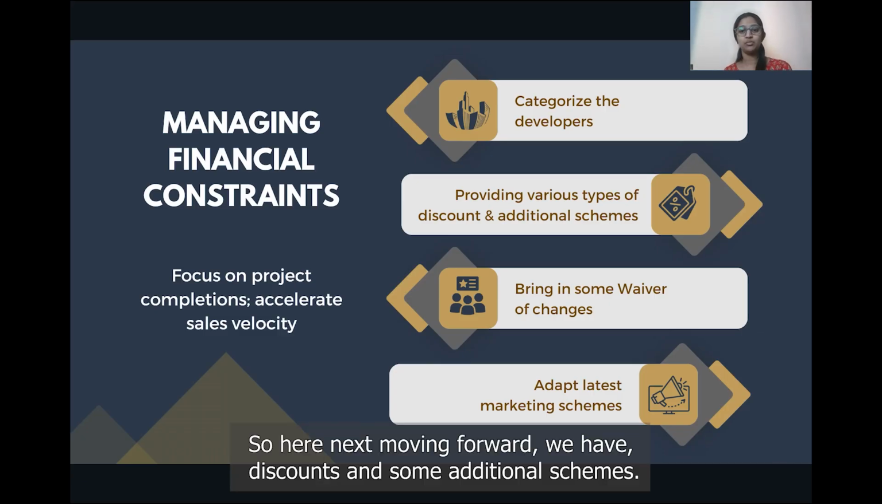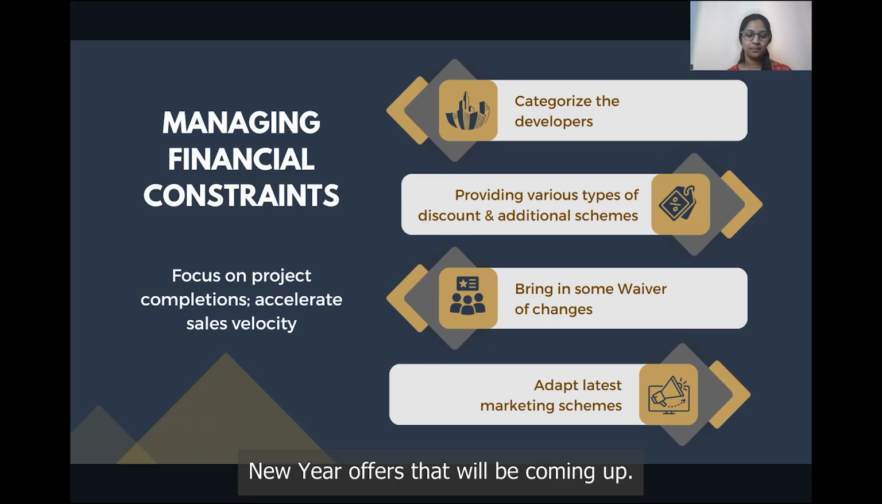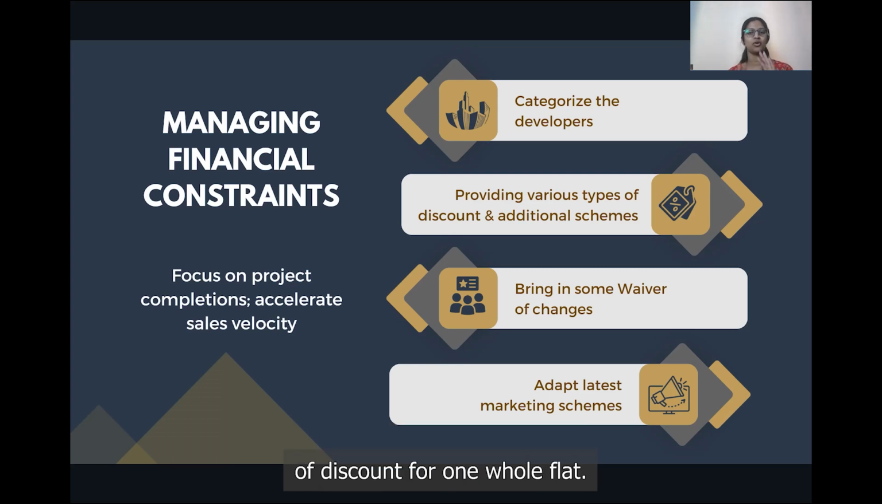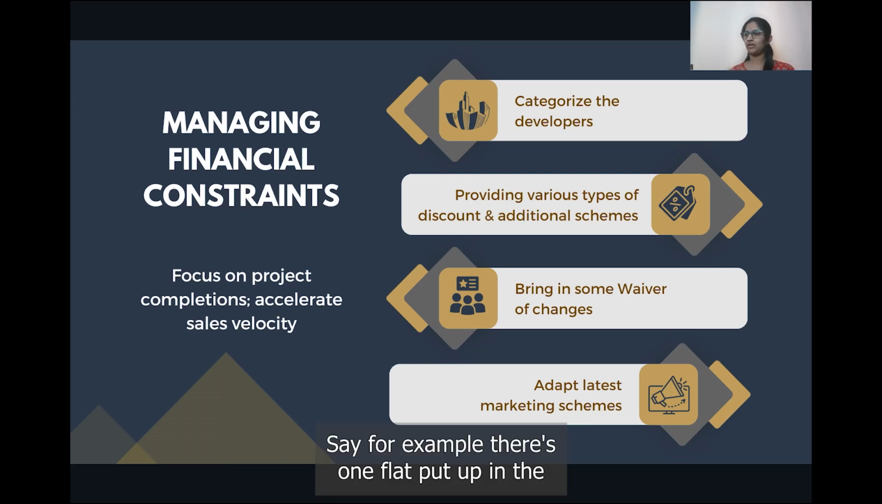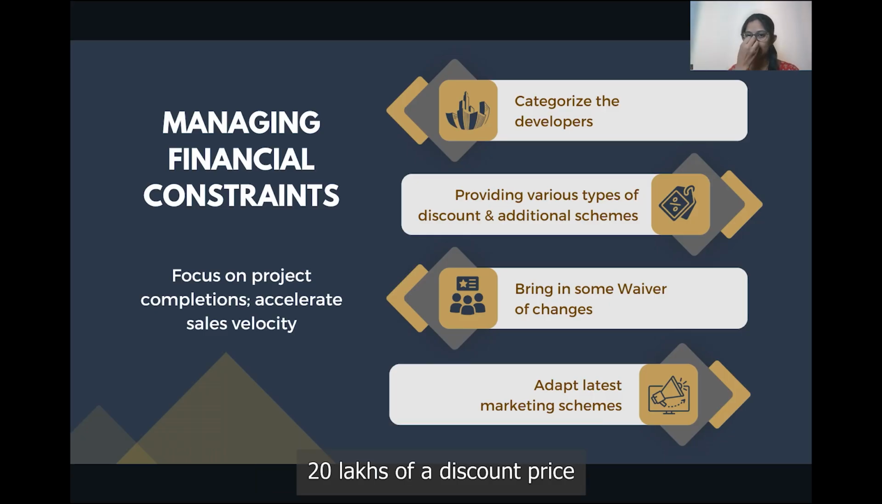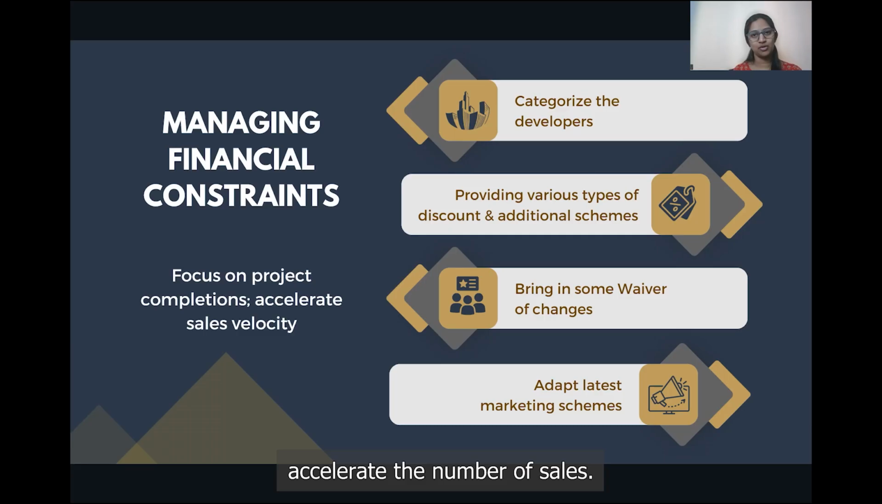Apart from that, I'm talking only about the financial constraints. Next, we have discounts and some additional schemes. For example, when Diwali offers are going on, or Christmas and New Year offers are coming up, there is a certain discount for a flat for a limited time period. Say one flat in the northeast part of Bangalore costs around 1.2 crore. If you offer around 20 lakhs of discount for only a short period of time, that will accelerate the number of sales.